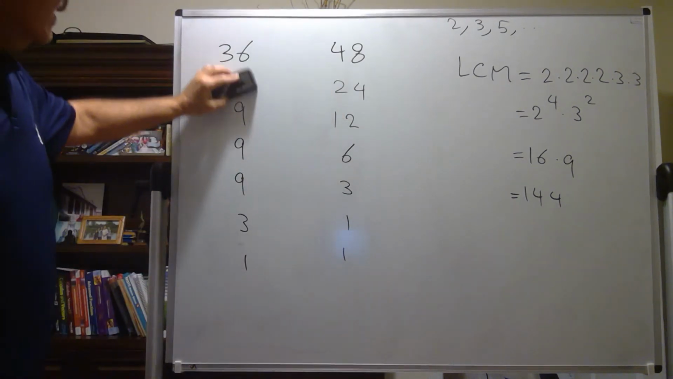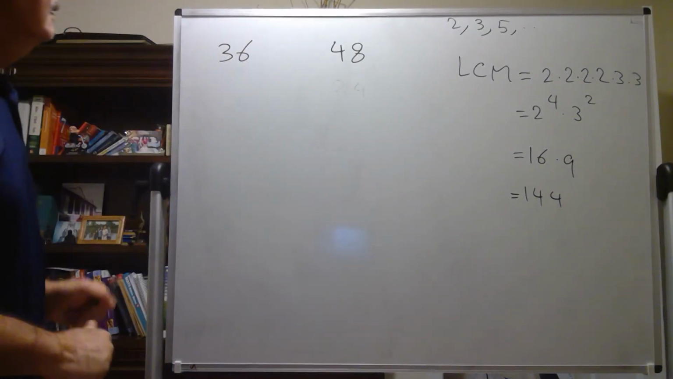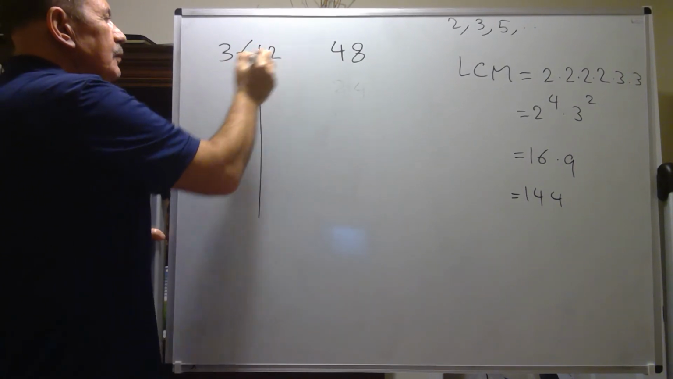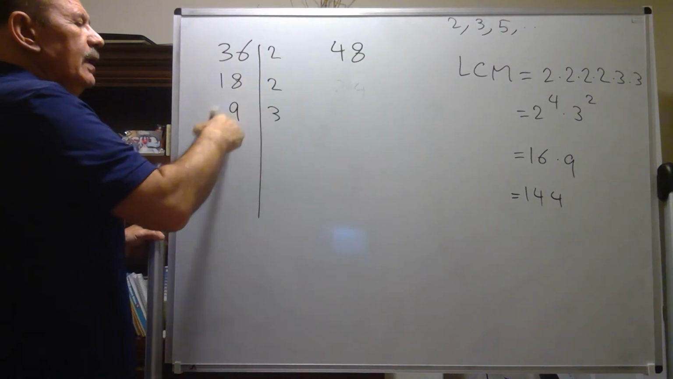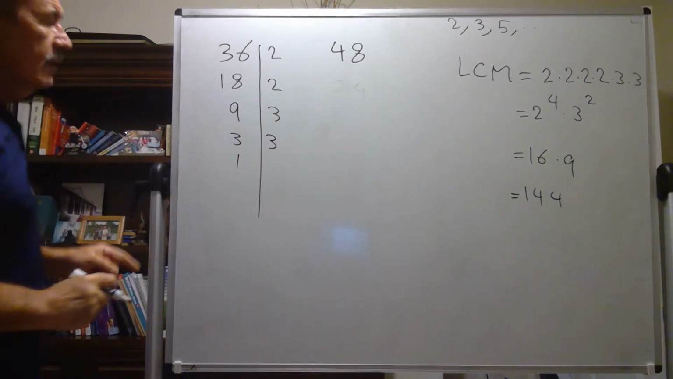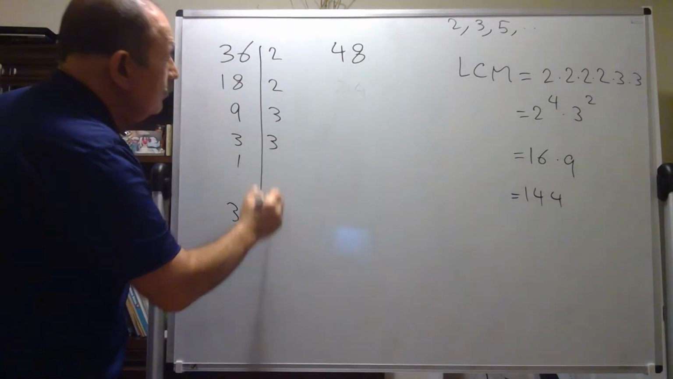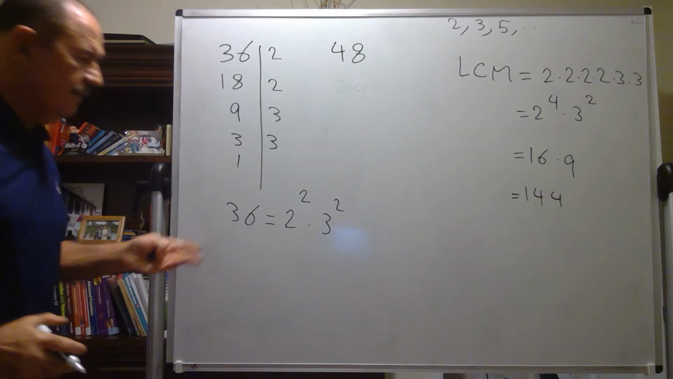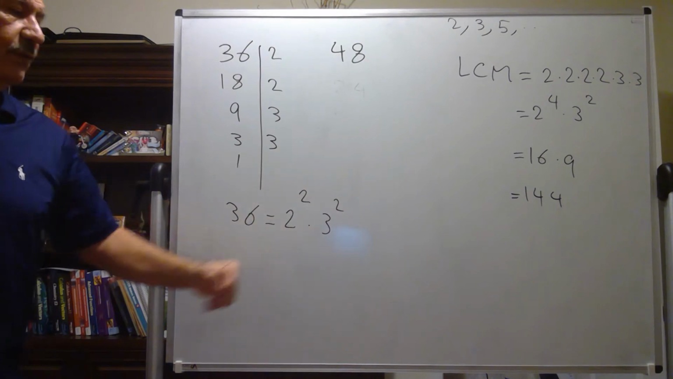Now, the other method is converting to prime factors but separately. Convert to prime factors one by one. 36 divided by 2 is 18, by 2 is 9. 9 doesn't go to 2 anymore, the next prime number is 3. 9 by 3 is 3, and 3 by 3 is 1. So 36, I can write it as 36 is equal to 2 to the power of 2 multiplied by 3 to the power of 2. I converted 36 to its prime factors: 2 to the power of 2 times 3 to the power of 2.